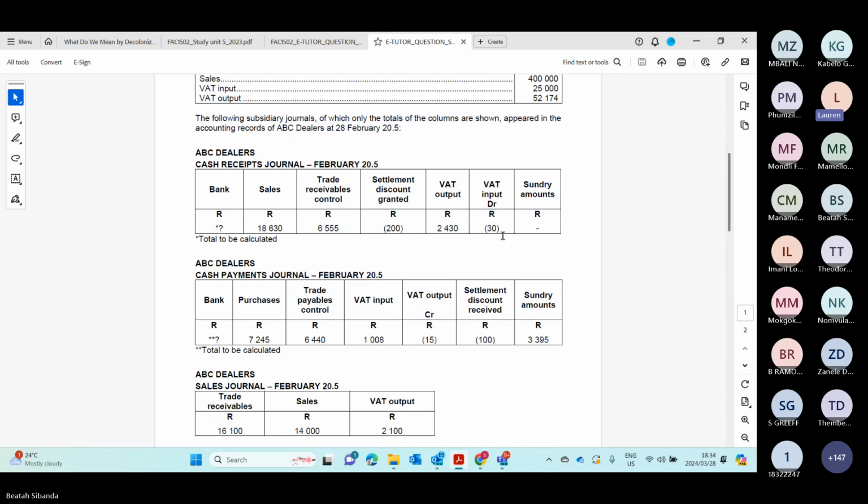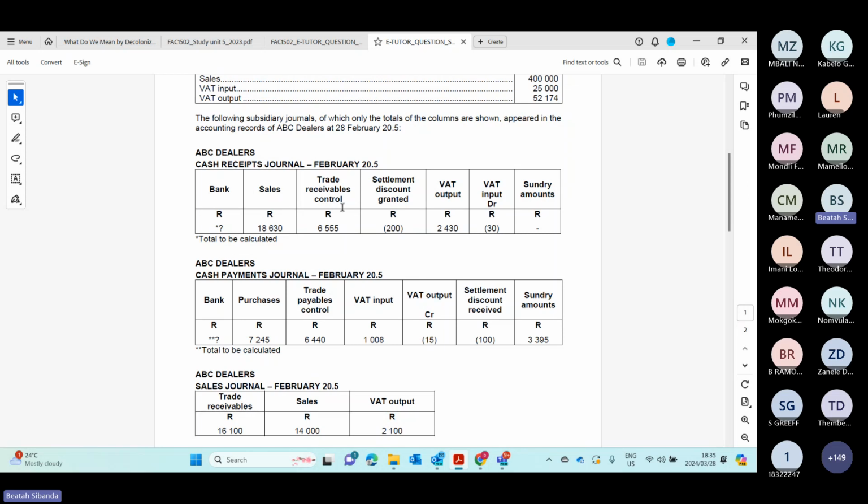But the amount that you put in the VAT input column to balance it out, do you get that amount by working out the VAT on the discount amount? Yes, that amount is on the discount. So we know that our VAT is 15%. If you calculate 15% of the 200 rands, it's going to give you 30 rands. Okay, thanks. Yes, so that is going to reduce the output tax.